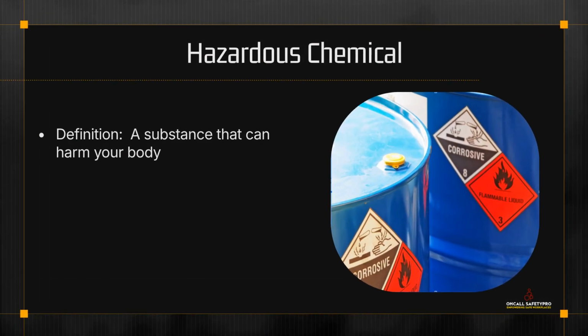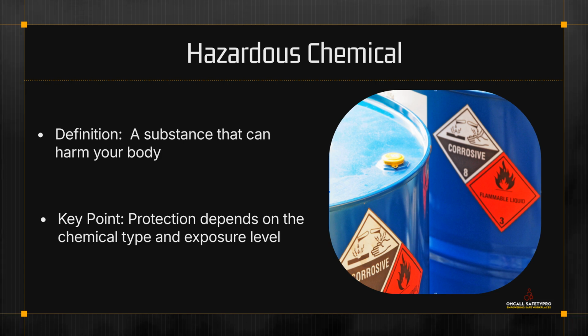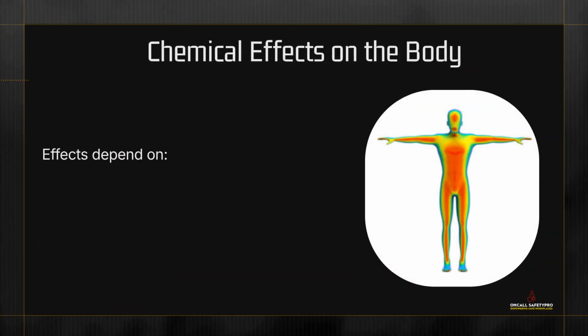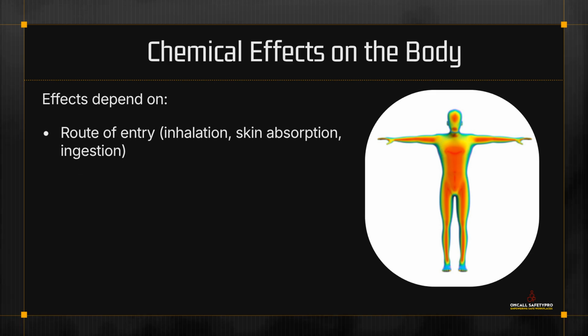A hazardous chemical is a substance that can harm your health. The level of harm on your body depends on the type of chemical and amount of exposure. The effects of hazardous chemicals on the body depend on 1. Route of entry. Chemicals can enter the body through inhalation, skin absorption, or ingestion. Each route poses different risks.